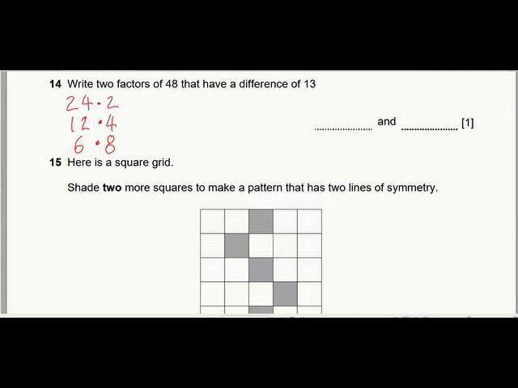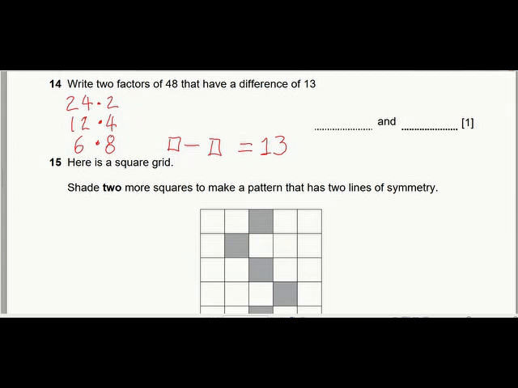Now, it says a difference. Difference is the result of a subtraction. So, when I subtract this number minus this other number, it is going to be 13. Two factors of 48 have a difference of 13. 24 minus 12, no. 24 minus 4, no. So any of them is going to work.